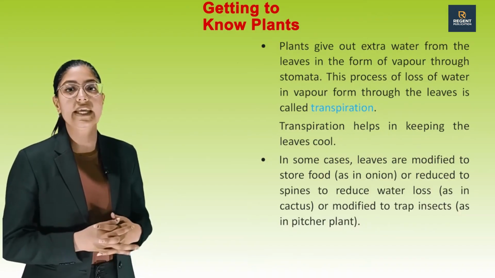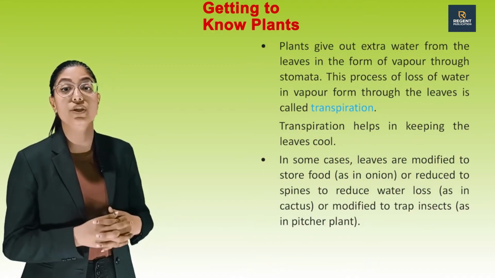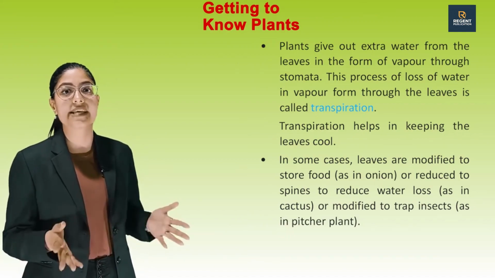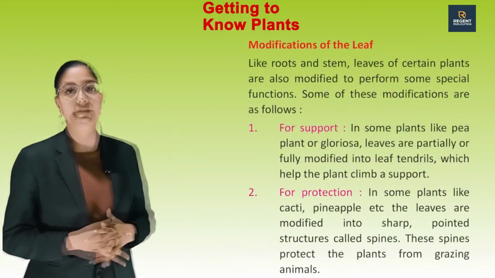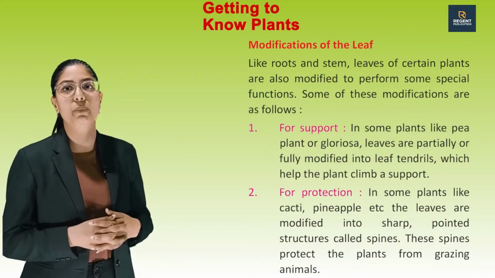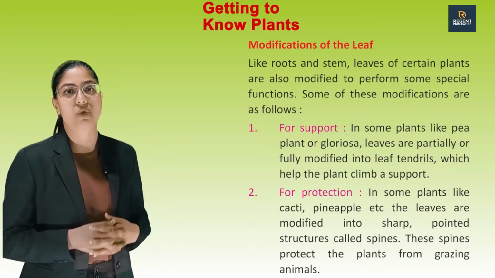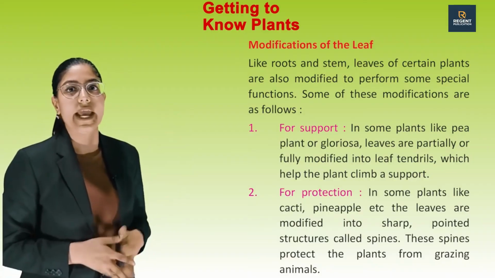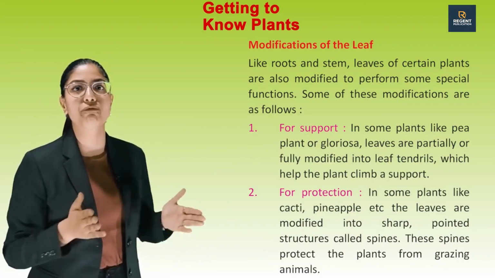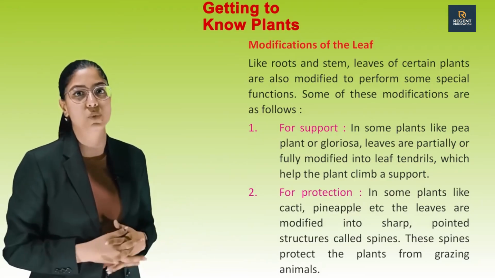In some cases, leaves are modified to store food as in onion, or reduced to spines to reduce water loss as in cactus, or modified to trap insects as in pitcher plant. Modification of leaf. Like roots and stems, leaves of certain plants are also modified to perform some special functions. Some of these modifications are as follows. First, for support. In some plants like pea plant or gloriosa, leaves are partially or fully modified into leaf tendrils, which help the plant climb a support.